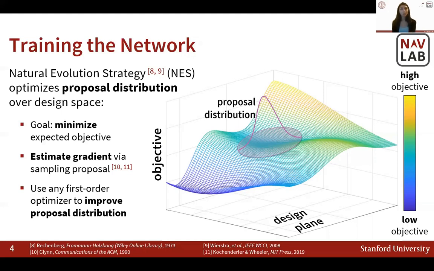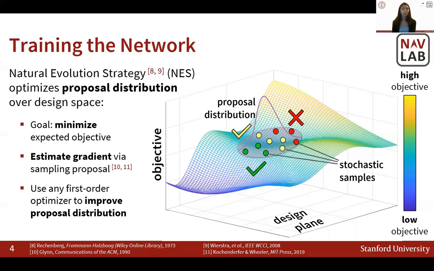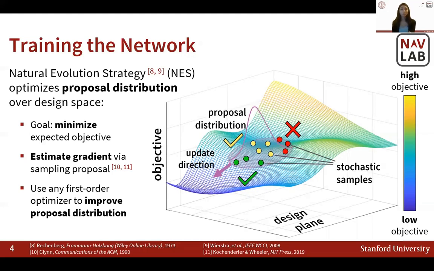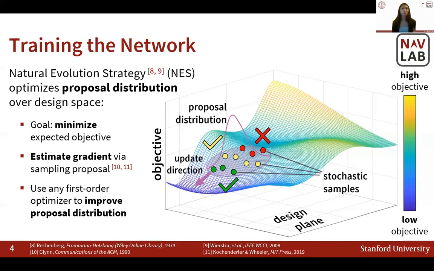So for a particular distribution, NES first samples and then evaluates the performance of each sample according to the objective. Then from these evaluated samples, we can estimate the gradient of our proposal distribution. And using any first order optimizer like Adam, we update our proposal distribution. And then by repeating this process, we should see that the proposal distribution will shift towards regions that minimize the overall objective.